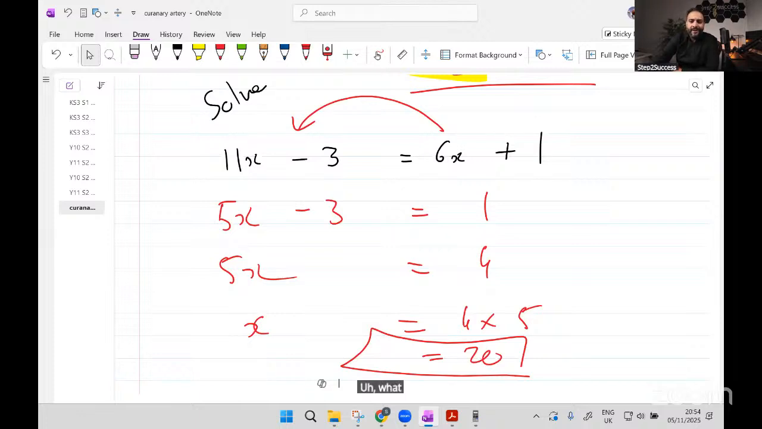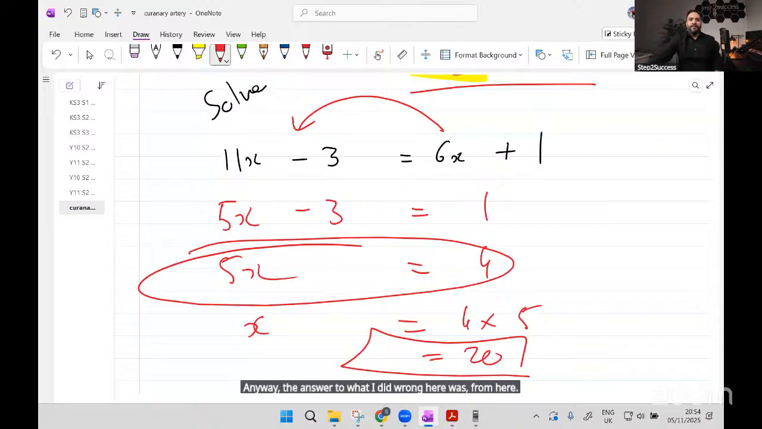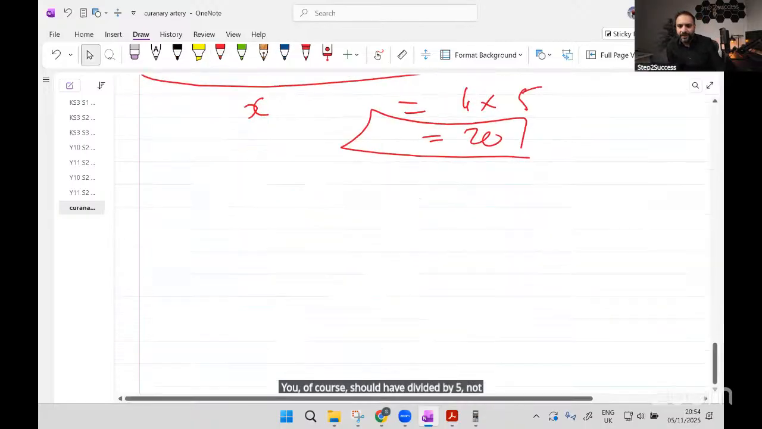What's the question on magnetism? I'll see if I have time. Anyway, the answer to what I did wrong here was from here, you, of course, should have divided by 5, not times by 5.